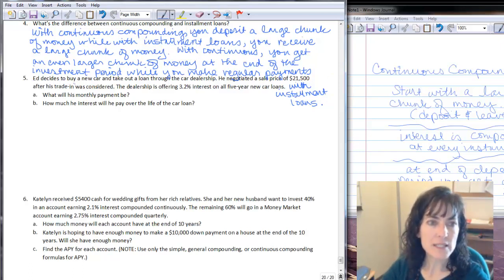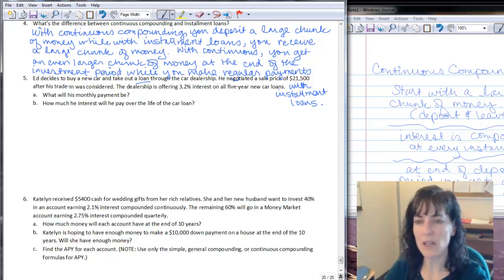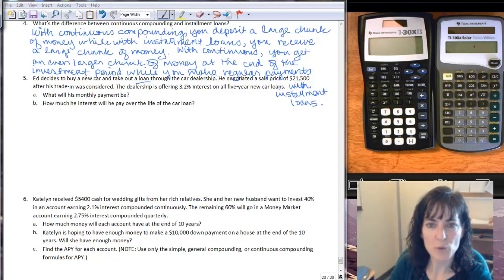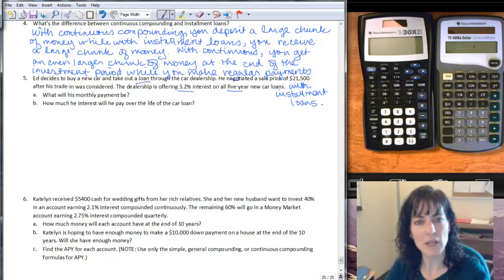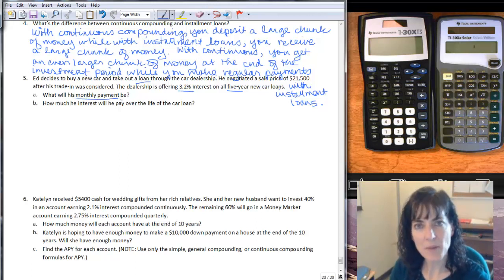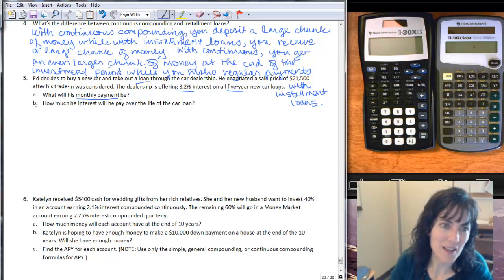So number 5, Ed decides to buy a new car and takes out a loan. Right there, that's a key word for me, loan. So I know if he's taking out a loan, it's probably going to be an installment loan. So let's see if we have any more clues. He negotiated a sales price of $21,500 after his trade-in was considered. The dealership is offering 3.2% interest on all 5-year new car loans. What will his monthly payments be? Well, there's another clue right there, monthly payments. So he's going to be making payments and he's buying something and taking out a loan. So all those together are telling me installment loan. I'm hoping you're seeing those same clues for yourself.